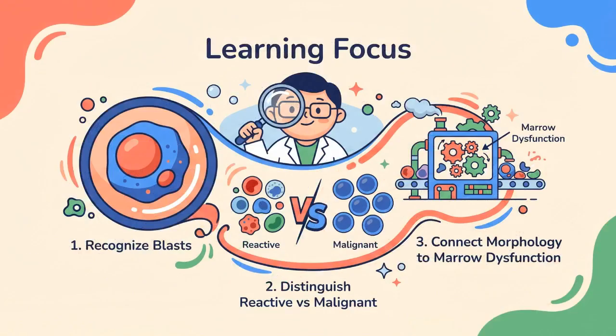This week, our learning objectives are sharply focused on developing your ability to precisely identify and interpret critical cellular features. Firstly, you will master the recognition of blasts, which are immature precursor cells normally confined to the bone marrow.